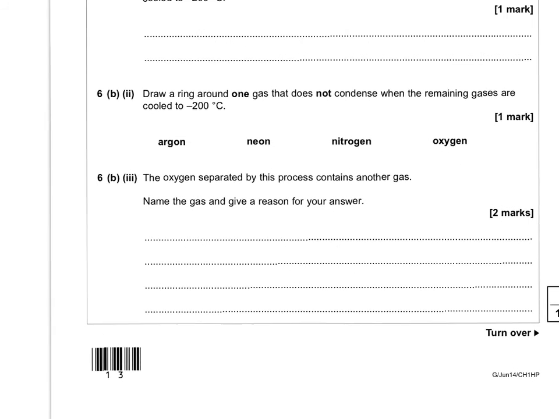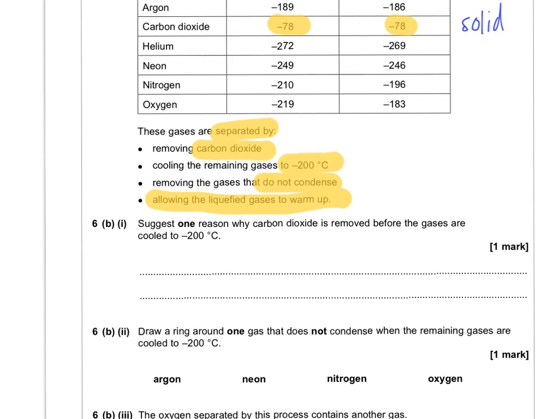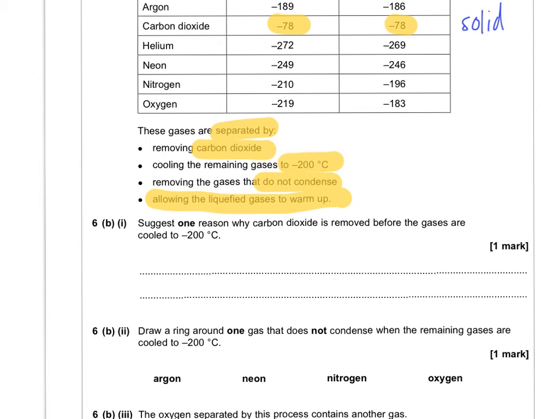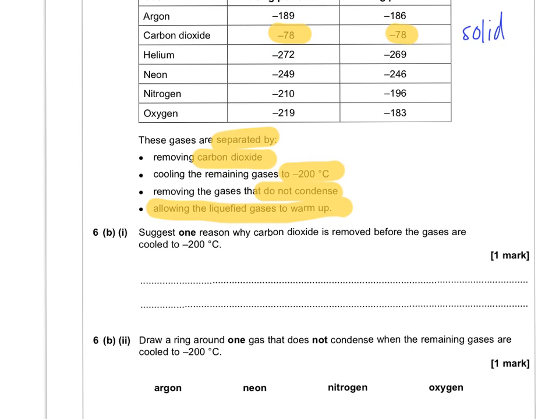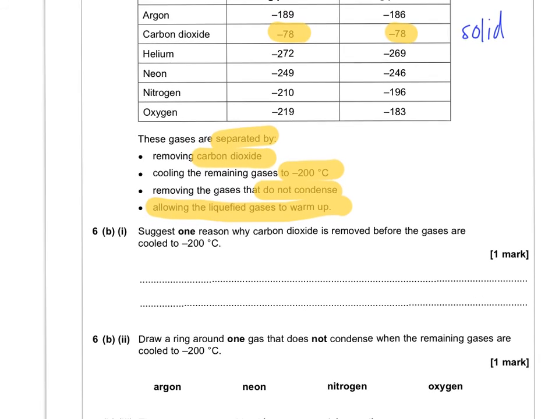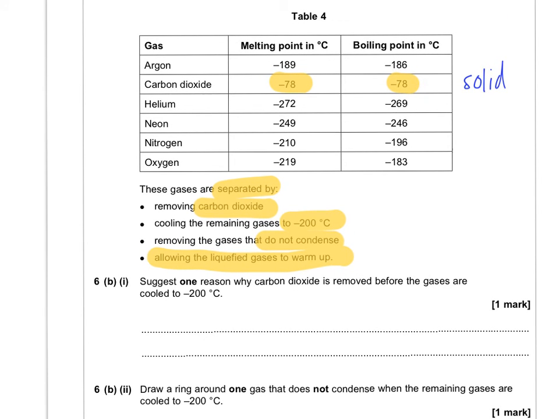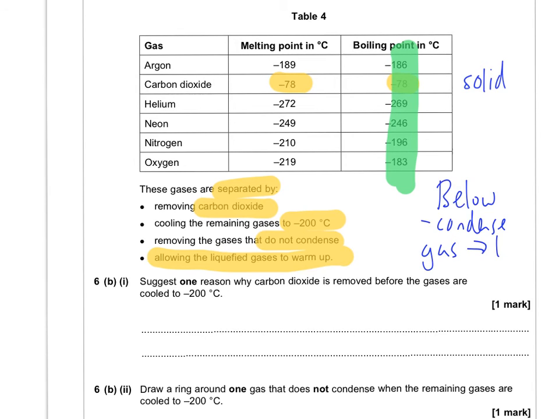Next part of the question. Draw a ring around one gas that does not condense when the remaining gases are cooled to -200. So we'll use our table, and we can see boiling point is the one we're interested in, this column, because if it goes below the boiling point, then it will condense, so it'll turn from a gas to a liquid.